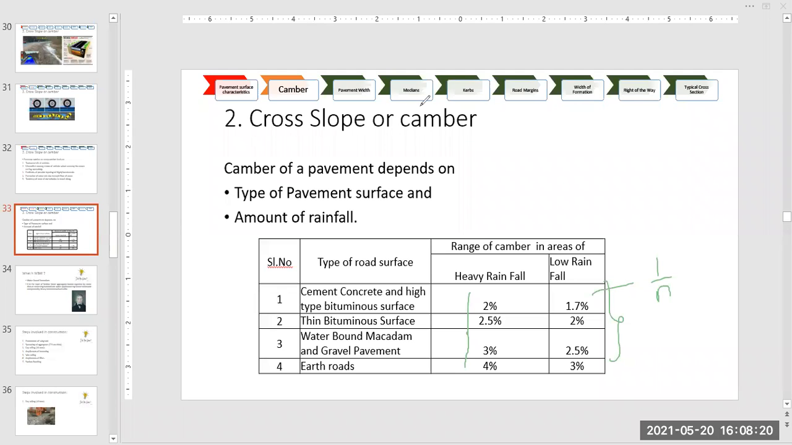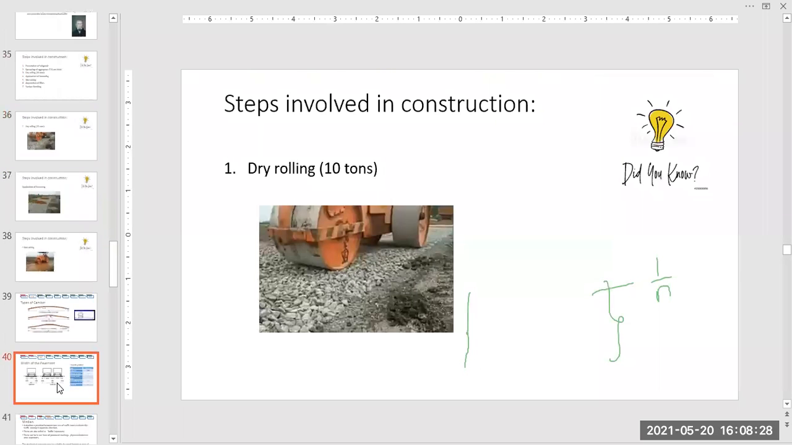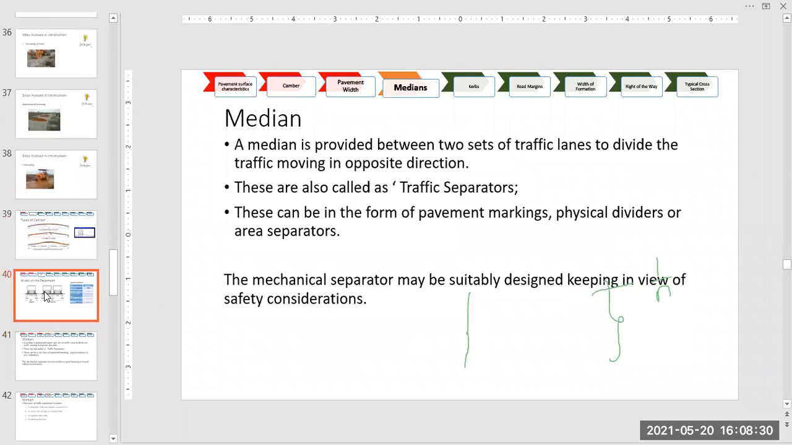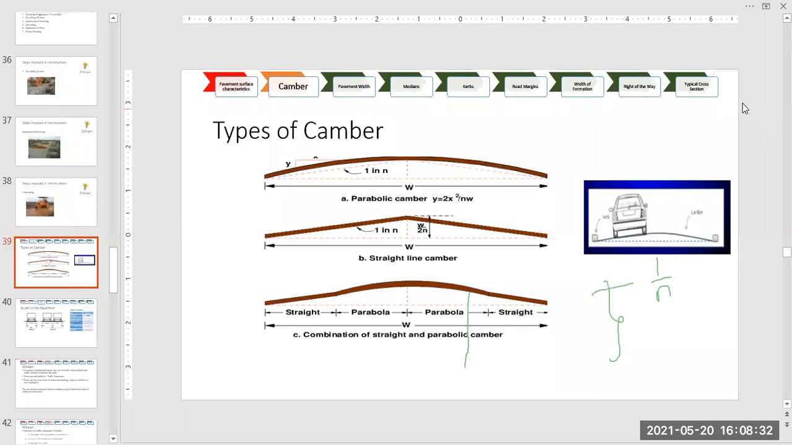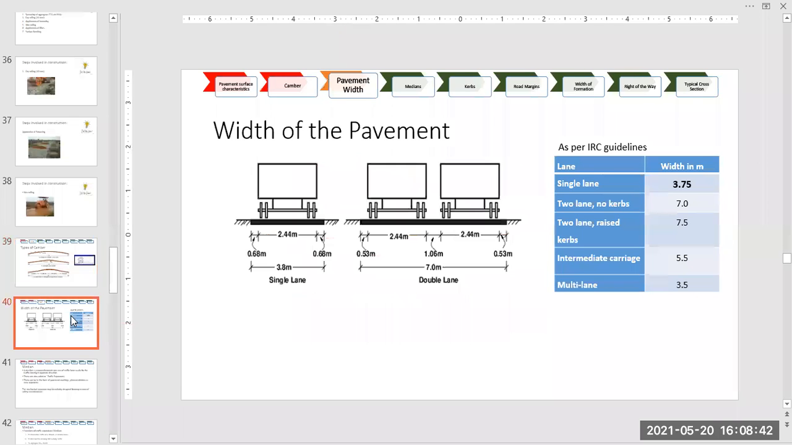Okay. Now, this is a brief description about the cross slope, or the camber, or the cant. And the next topic we are going to discuss is the width of the pavement.